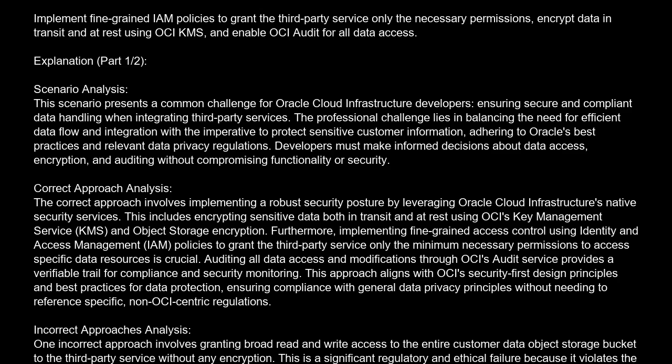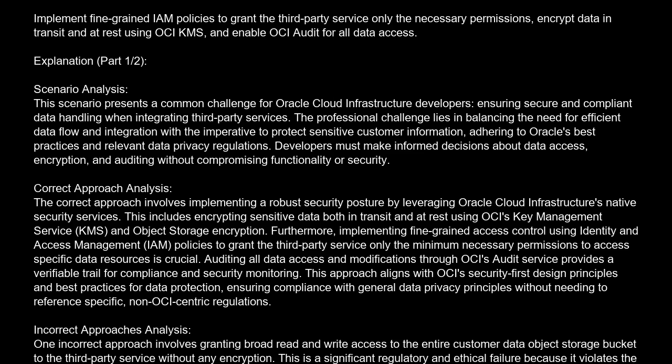The correct answer is D. Implement fine-grained IAM policies to grant the third-party service only the necessary permissions, encrypt data in transit and at rest using OCI KMS, and enable OCI audit for all data access.